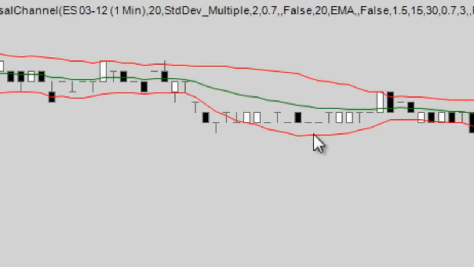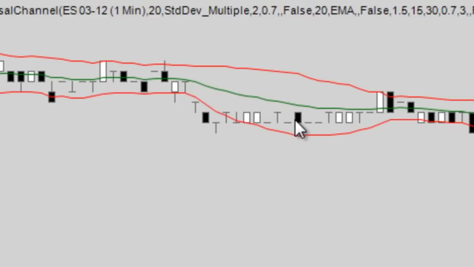So the upper band and lower band are calculated as some standard deviation from this midline. If you're a Bollinger Band person, you'd be using standard deviations, or if you're a Keltner person, you'd be using average true range to define this. Now, with this particular indicator, we also give you the ability to put some constant number of ticks above and below the midline.